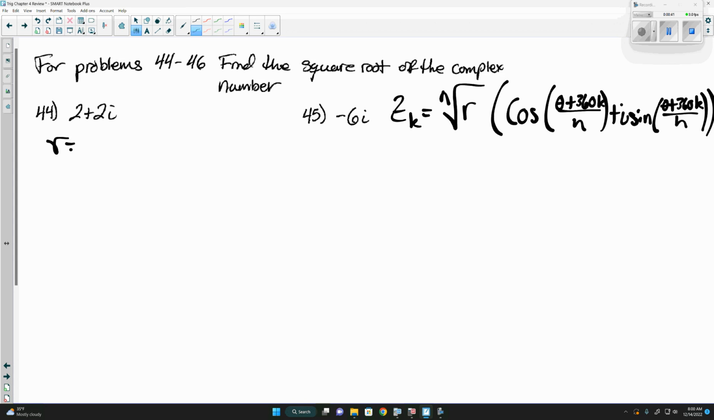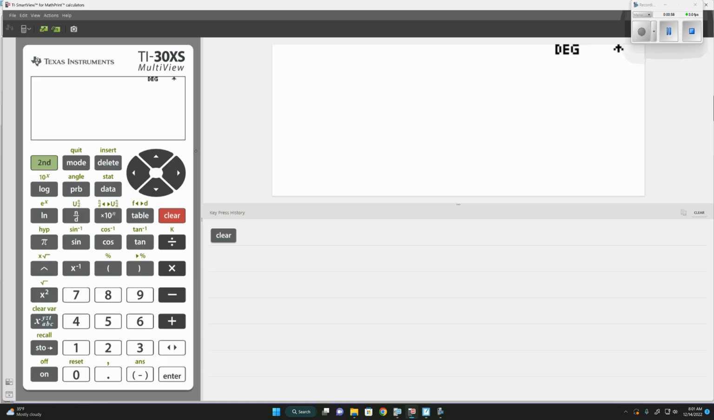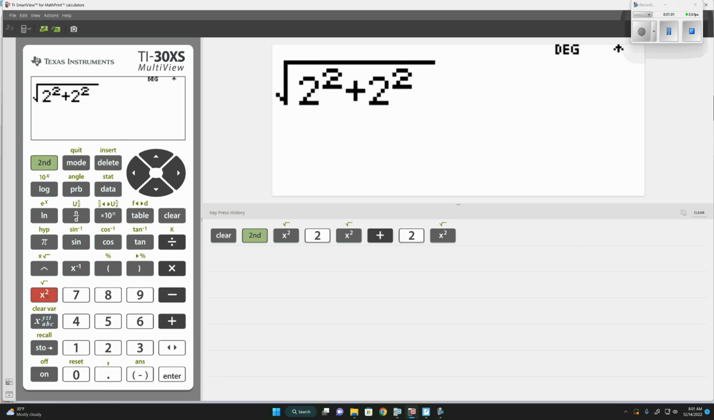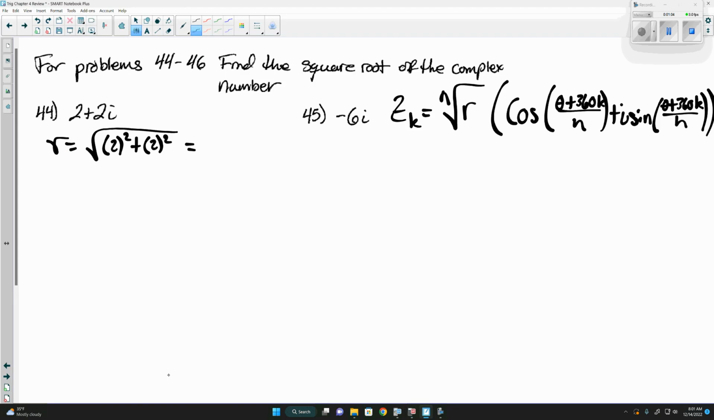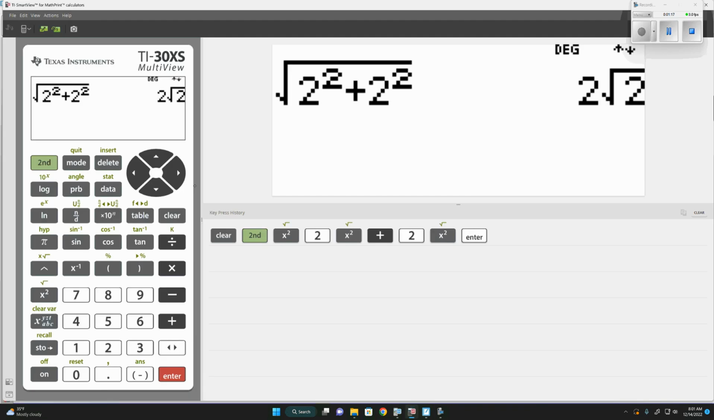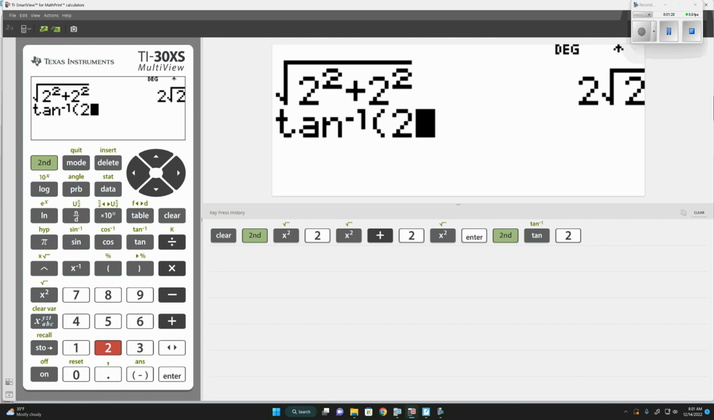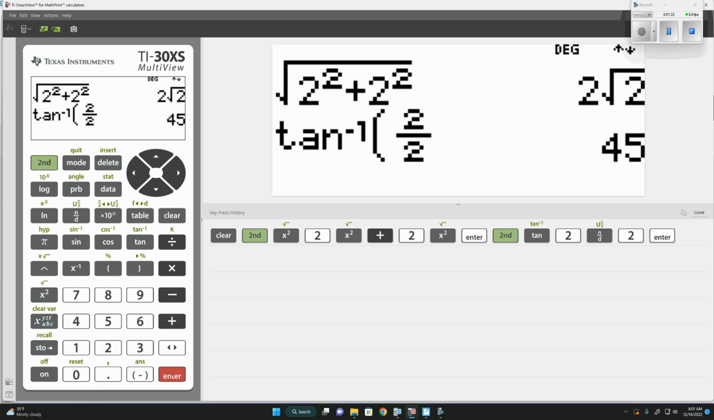So we need to get this into polar form. So we need to find the r value, which is going to be the square root of a squared plus b squared, our 2 values squared. Now at this point here, we can grab a calculator and go second square root 2 squared plus 2 squared, and it's going to tell us that it's 2 square root of 2. Now theta is going to be tangent inverse of 2 over 2. And again, for these here, when we plug it in, tangent inverse of 2 over 2 is 45.